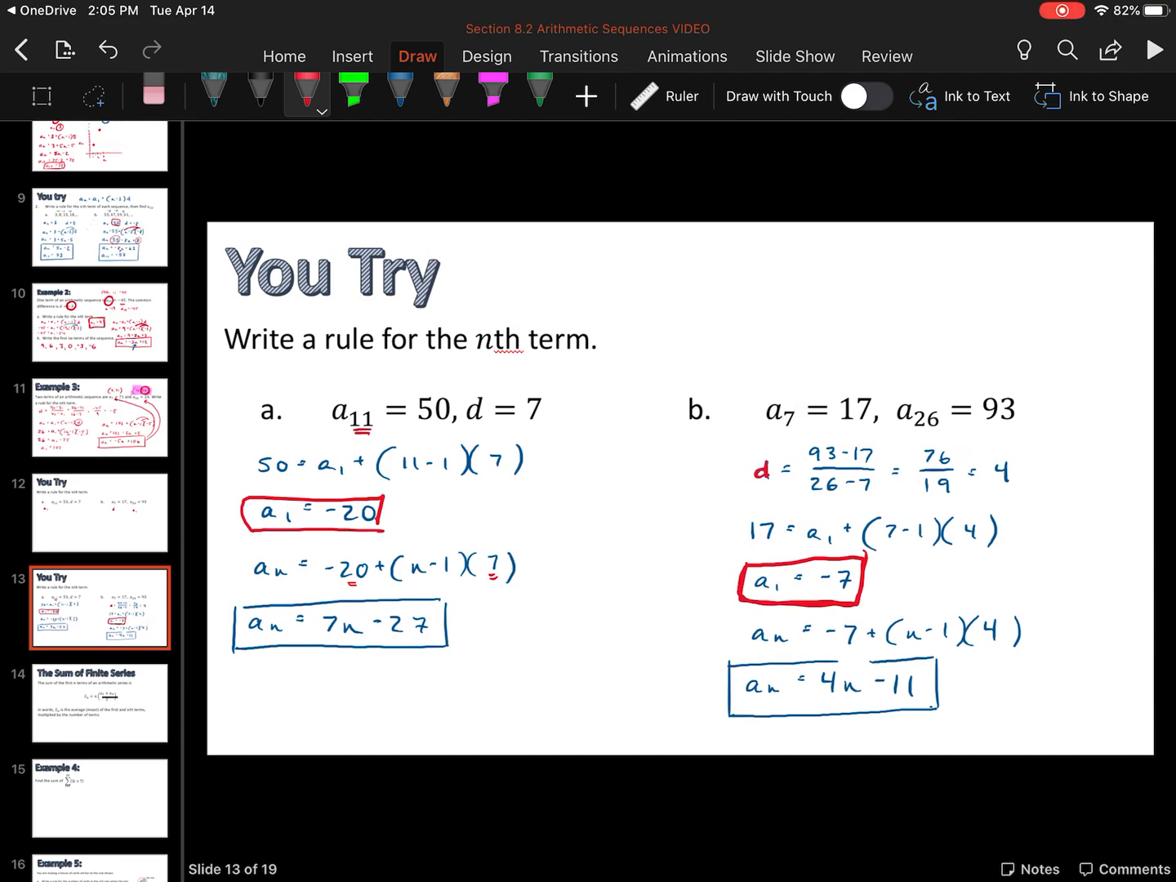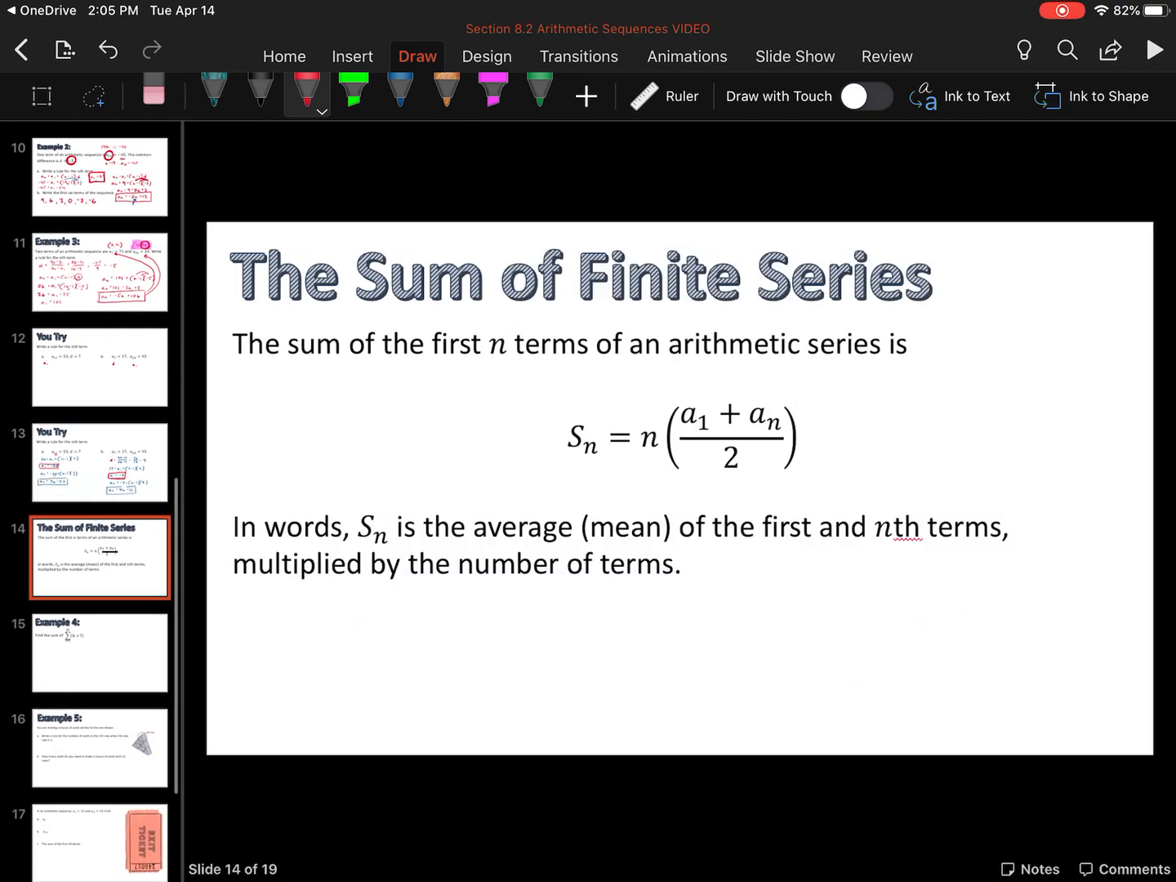Okay, one more thing we need to talk about, and that is about the sum of finite series. So a finite series means a series that ends at some point. It's not going on forever. Maybe it's a certain number, four numbers in the sequence. Series means we're adding them all up.